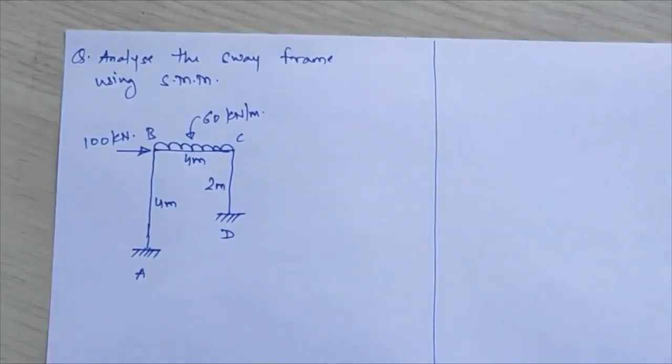Hello everyone. We'll start with our next numerical on stiffness matrix method. You have to analyze the sway frame using the stiffness matrix method. One sway frame is given to you, that is ABCD, loaded with UDL on span BC, and a lateral load of 100 kilonewton is applied at joint B.